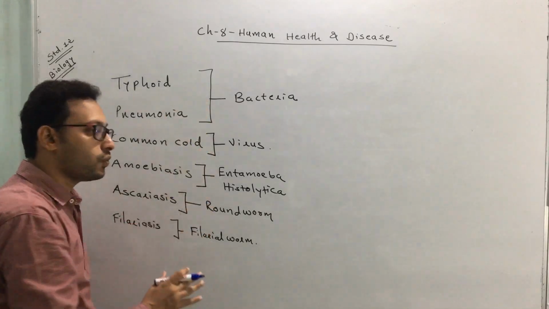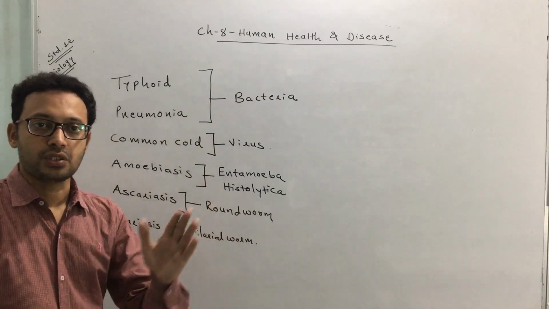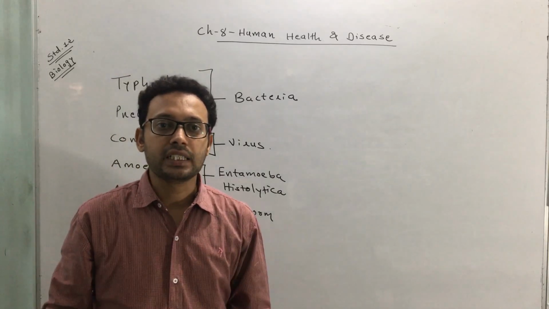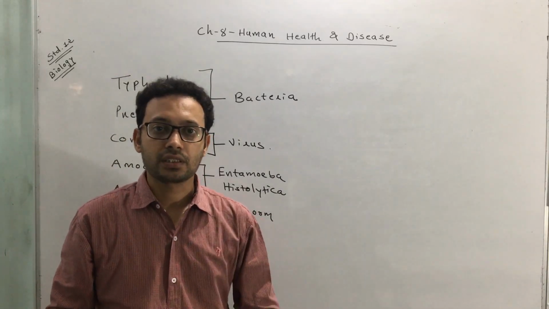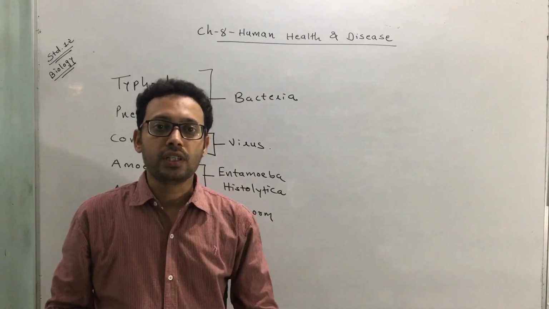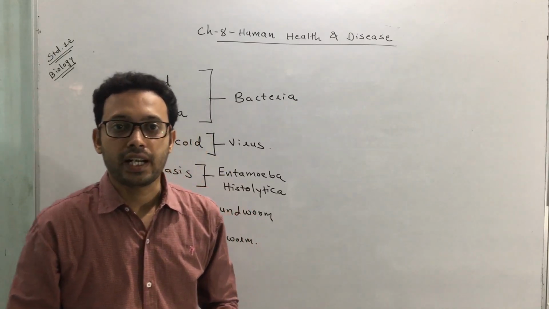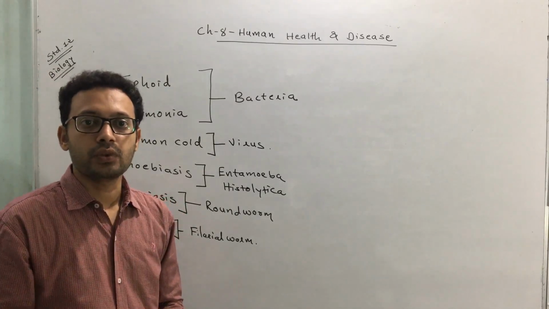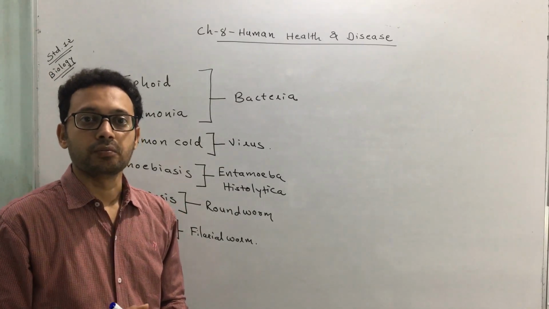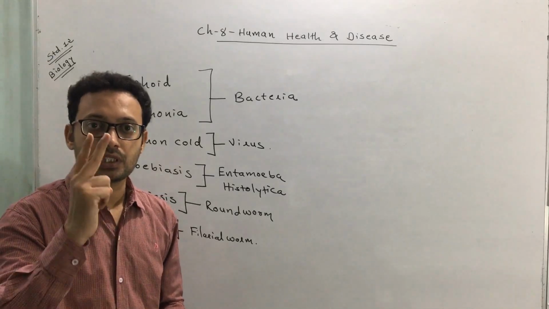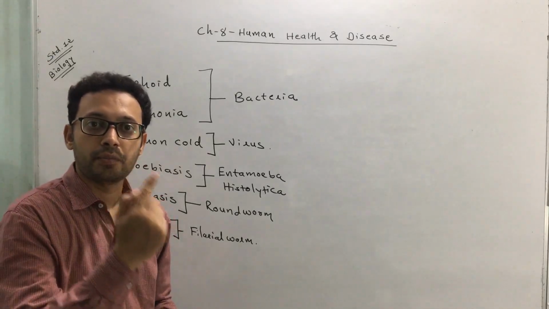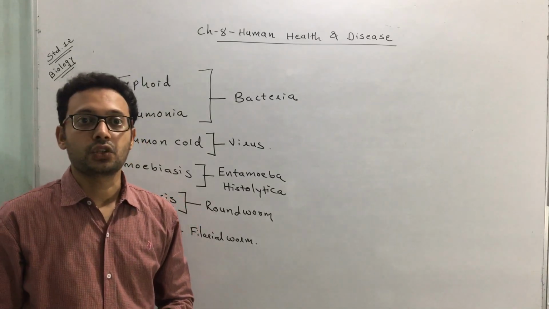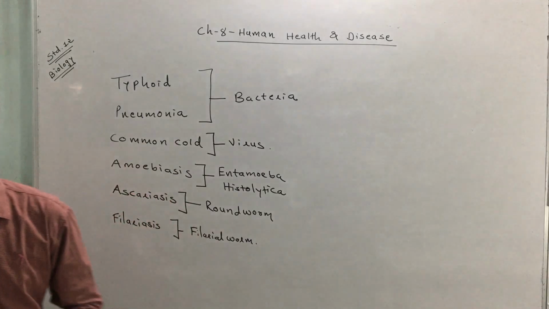So these are the diseases we have discussed in the previous session. Their causative agents, mode of transmission, signs and symptoms, we have discussed all. Now today we have to learn the other two diseases which are left. One is malaria, the most important one, and the second one is ringworm. So let's start with the first disorder, called malaria.